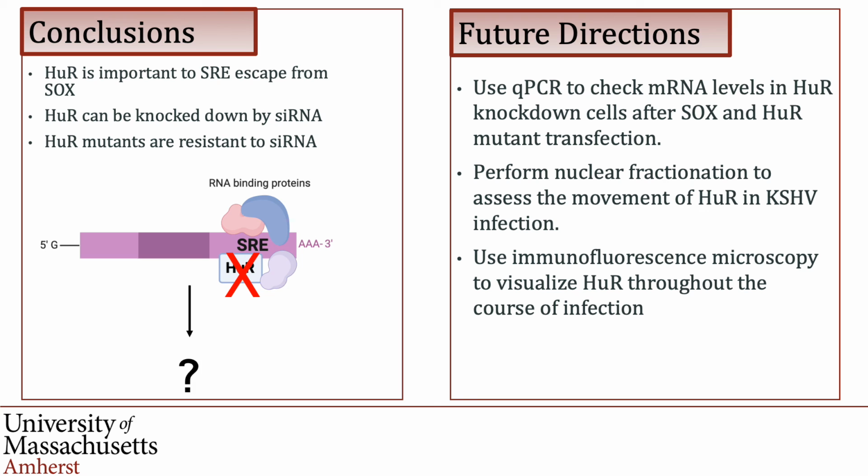Another future direction is to use nuclear fractionation to track movement of HuR during the course of KSHB infection. Immunofluorescent microscopy will also allow me to visualize the movement of HuR in the future. Overall, research into host shutoff mechanisms of KSHB will allow for the development of therapeutics against cancers caused by KSHB, and even other gamma herpes viruses in general.